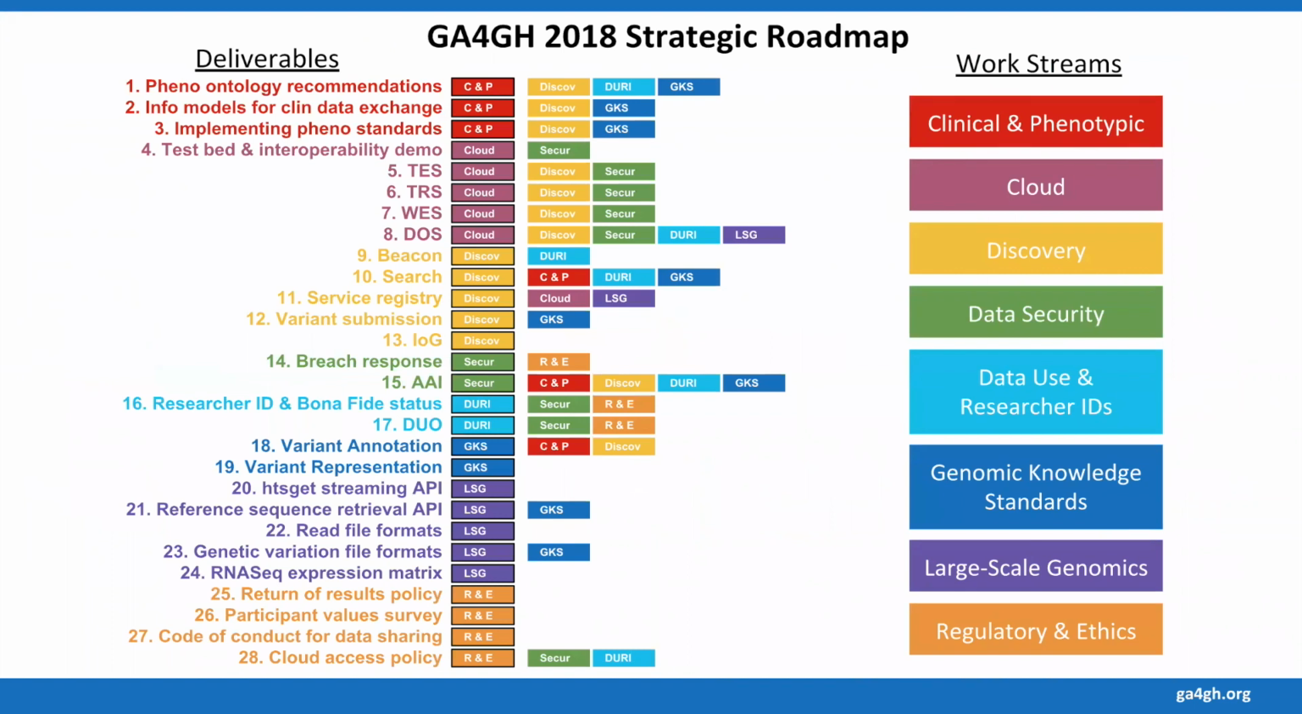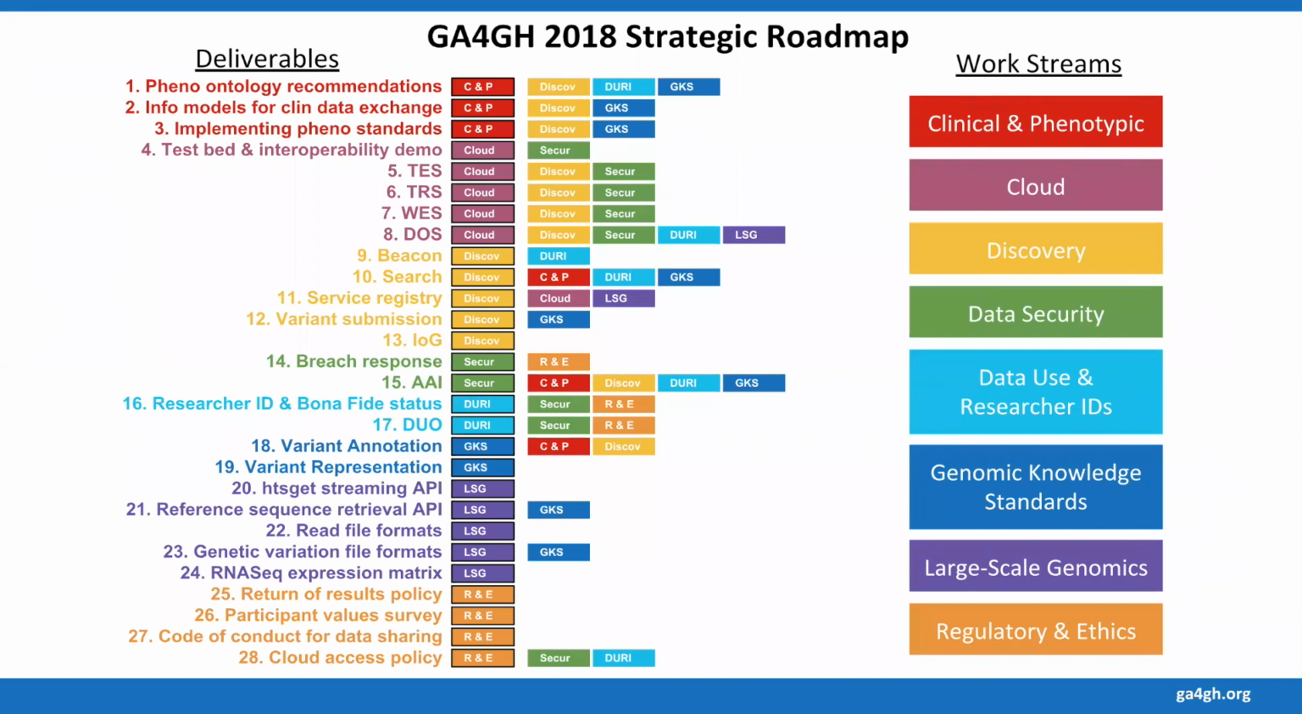At the moment, you can see this is the Global Alliance 2018 Strategic Roadmap. Down the left-hand side, you can see a number of deliverables. There were 28. Not all of these were delivered over the past year, but quite a large number of these were delivered. And you can also see that each of these is colored in the various different work streams.